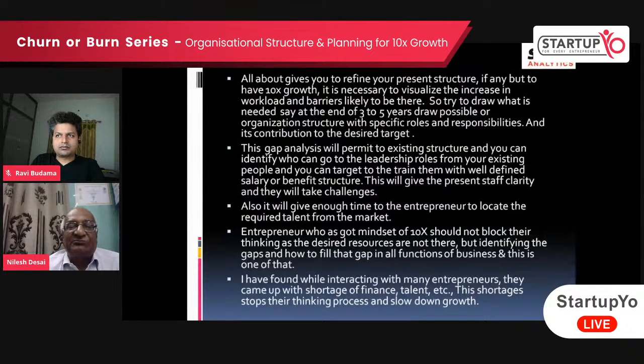The gap analysis will permit you to look at the existing structure, and you can identify who can go into a leadership role from your existing people. Your existing team may have some leadership quality. So you can assign that particularly and groom them for the next 3 to 5 years, so that you don't have to look outside. You can train them well in the existing enterprise structure. And you can target to train them with a well-defined salary or benefit structure. This will give the present staff clarity and they will take challenges.